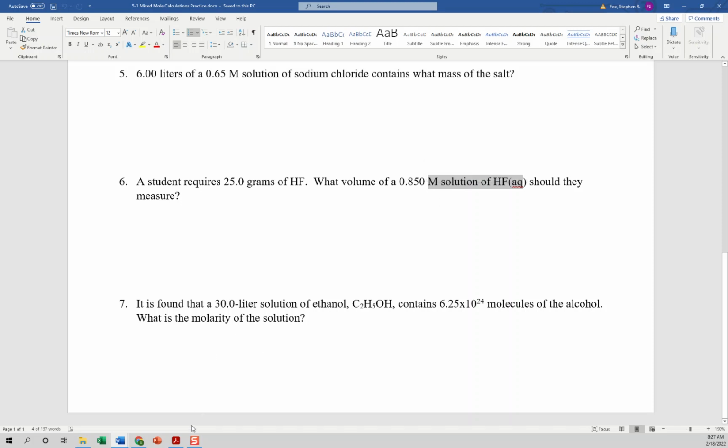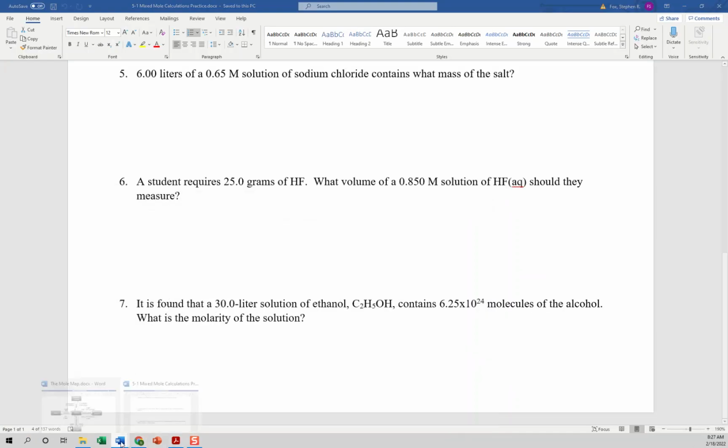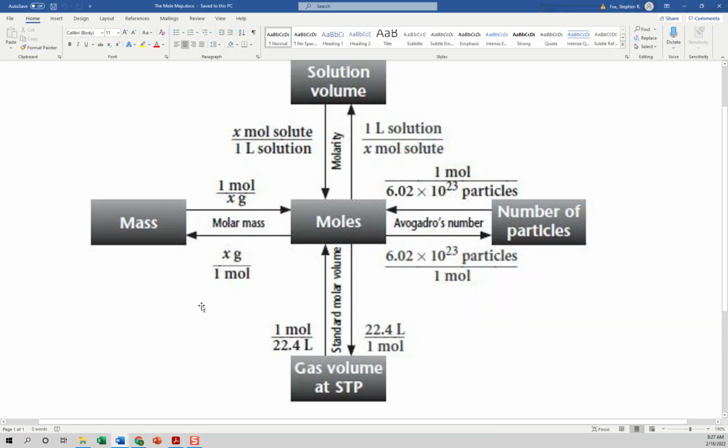So if we go to our mole map, right? Sorry. If we go to our mole map, we're starting here and we want to finish at volume, but remember it's volume of a solution, so we need to go here. We're not going down here. It wasn't a gas, all right? So we're here, we have 25 grams of HF. Now, to go from mass to moles, what do we do? We divide by the molar mass, 1 mole on top, the molar mass of HF on the bottom.